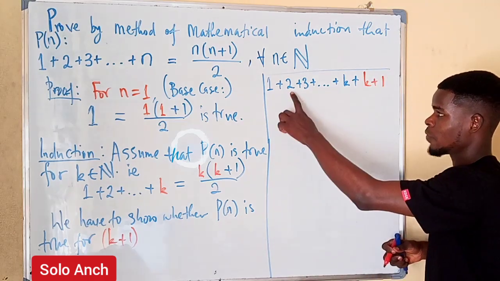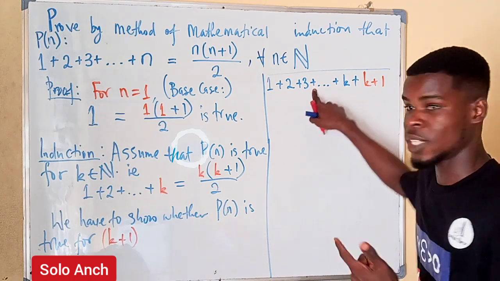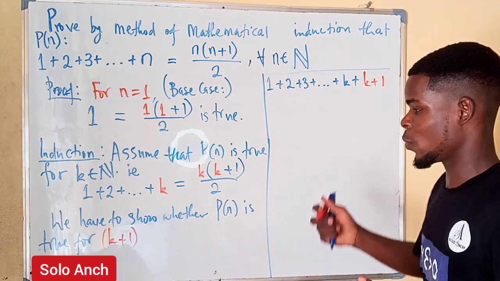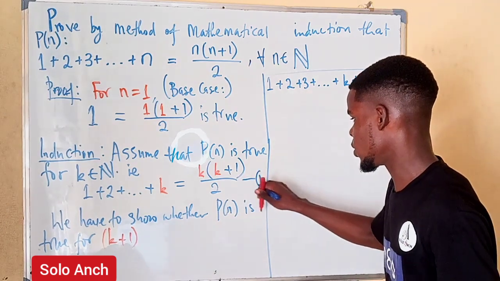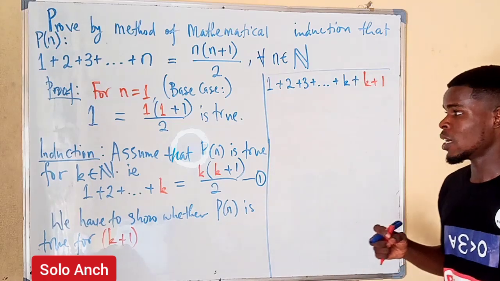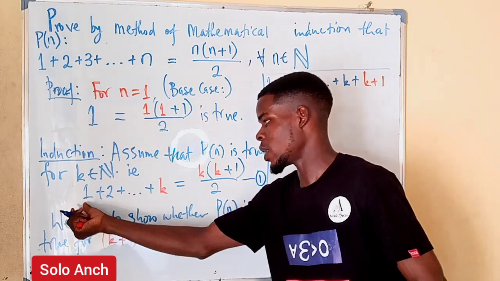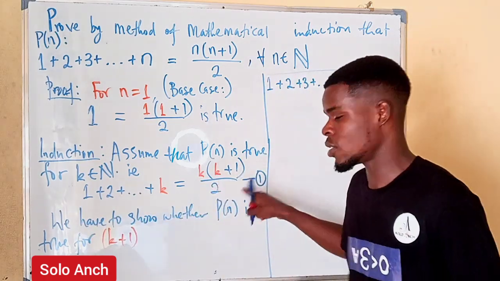That's because after 2, the next number is 2 plus 1, which is 3. After 3, the next number will be 3 plus 1, which is 4. So after k, the next number will be k plus 1, which is where we want to stop, right? Now look at this equation. Maybe let me give this equation a name. Let's call it equation 1, because that's the first one I want to consider. Now notice that when we add 1 to 2 to 3 and so on till k, we assume that this is true.